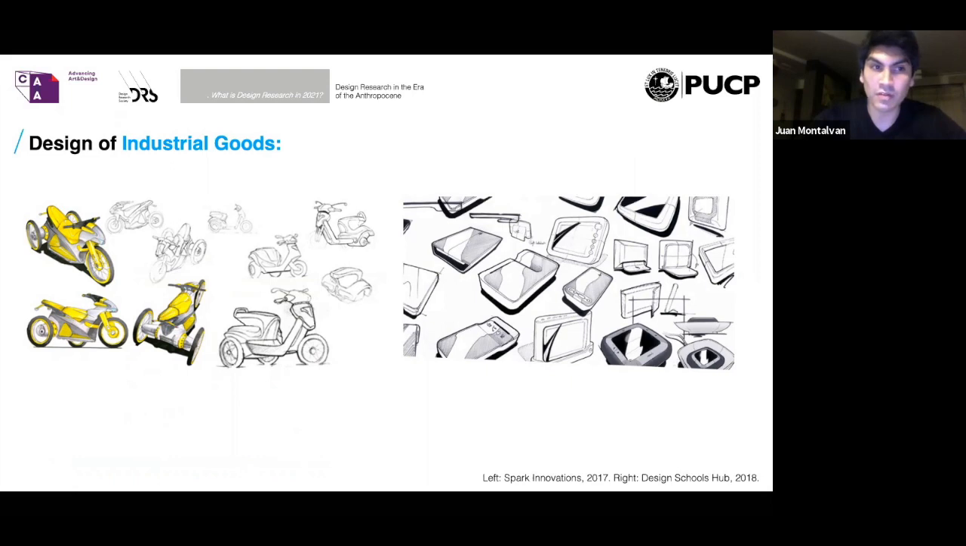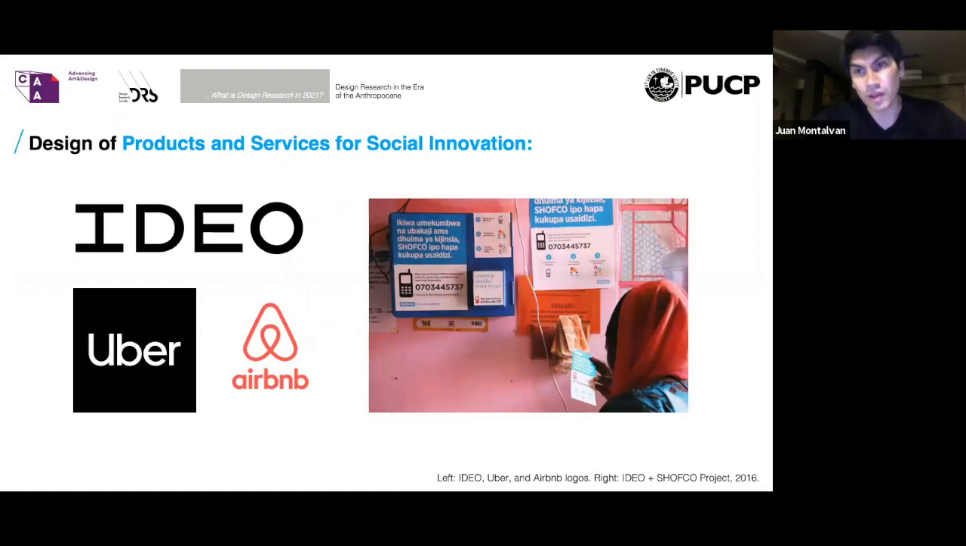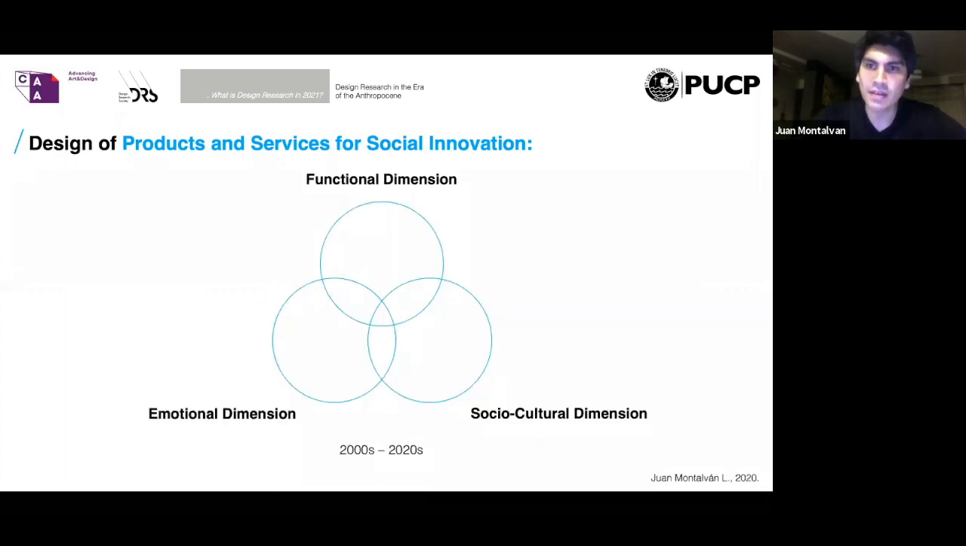From the perspective of the outcomes, we could think of industrial design from a traditional perspective, which involves the design of industrial goods for mass manufacturing, which in essence involves functional and emotional dimensions. This has been quite a norm for most of the 20th century design practice and research. However, from the 2000s on, it has also expanded in its outcomes to include services and a greater focus on social innovation. And this also means the inclusion of an additional dimension, the socio-cultural dimension, additional to the two dimensions already mentioned. And this has been the scenario up until the current year.